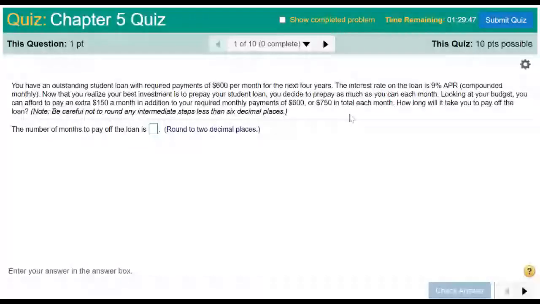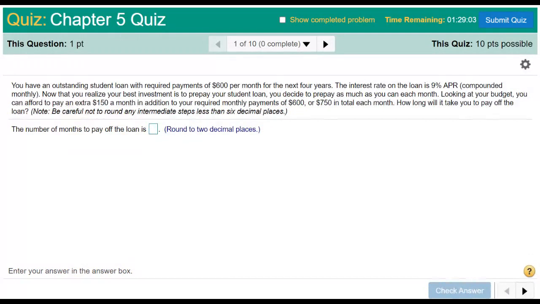Okay, so in this one, you have an outstanding student loan with required payments of $600 per month for the next 4 years. The interest rate on the loan is 9% compounded monthly. Now that you realize your best investment is to repay the student loan, you decide to prepay as much as you can each month. Looking at your budget, you can afford an extra 150. How long would it take you? So now you're solving for n.